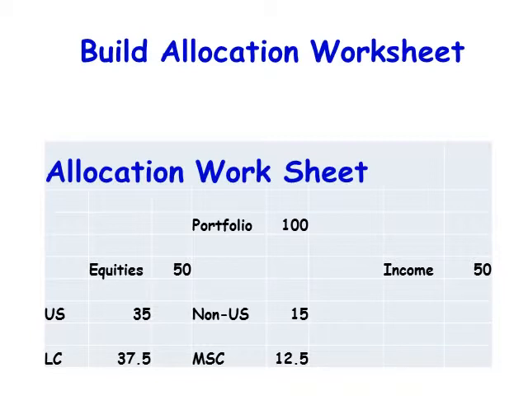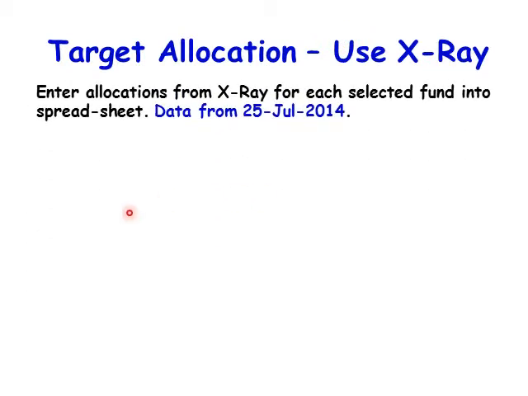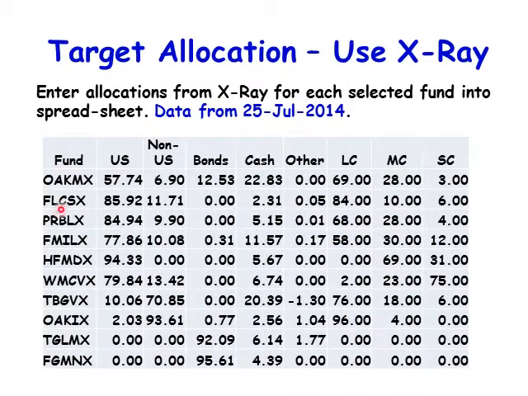Enter allocation from X-ray. Let's continue with the target allocation. We're going to use X-ray here. X-ray is a tool. The first thing to look at is that I got this data for each of the funds we are considering on 25th July 2014. Here's a table I built using a premium version of X-ray. I got the premium version on TD Ameritrade.